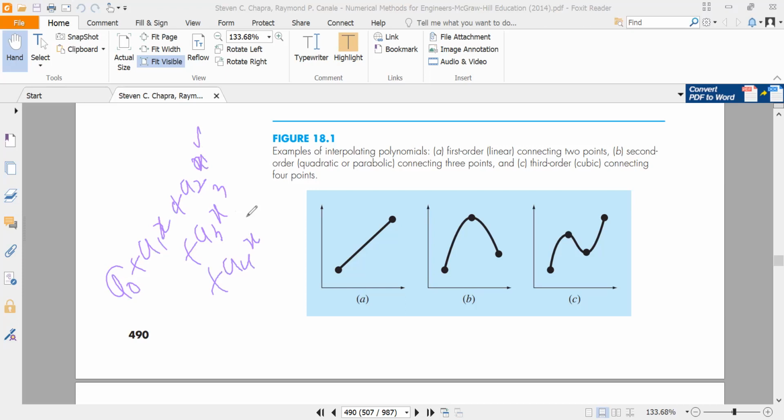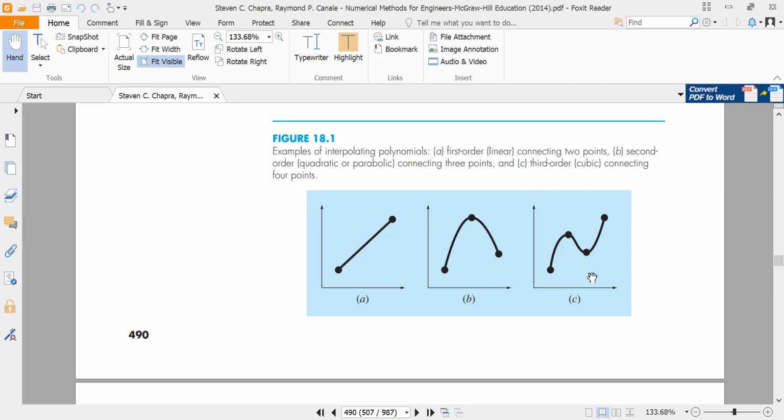Can you find 5 unknowns by using 4 points? No. Third order equation. Please be careful about the question, okay. That means you need a third order equation. In this case, how many unknowns will there be? We will have 4 unknowns, okay.